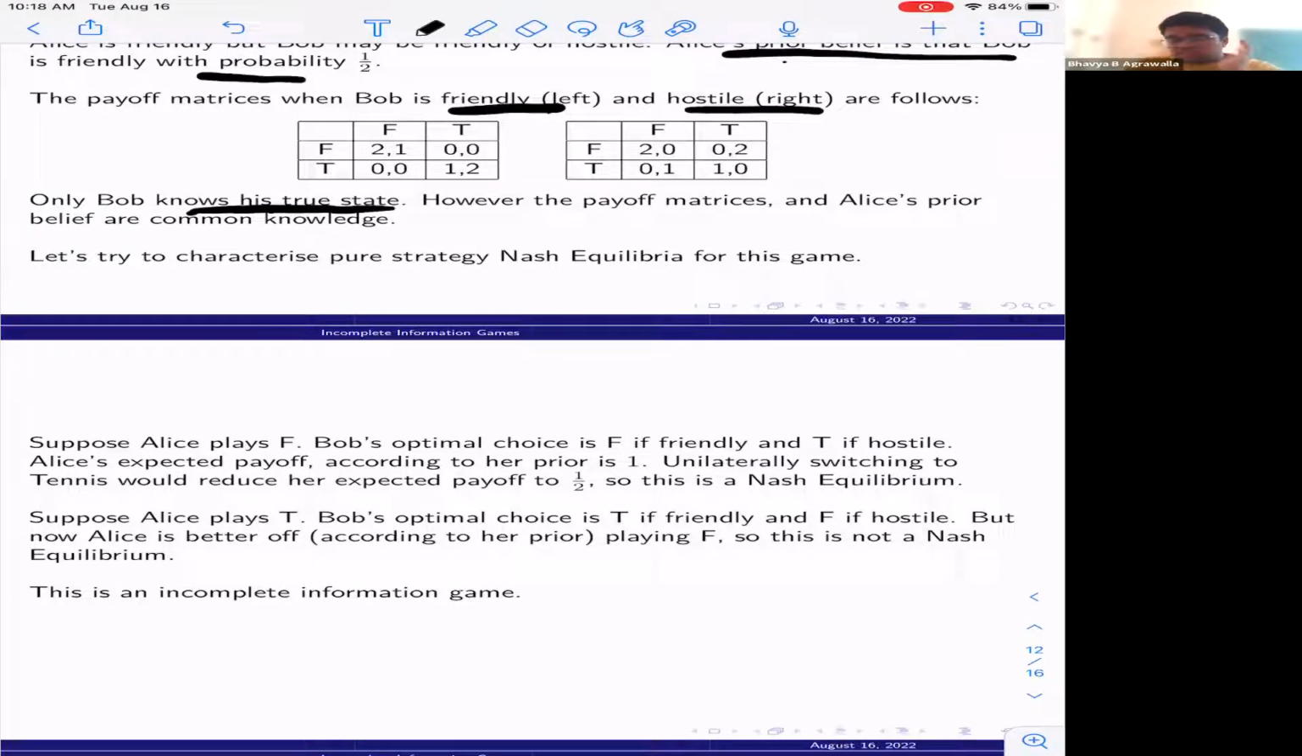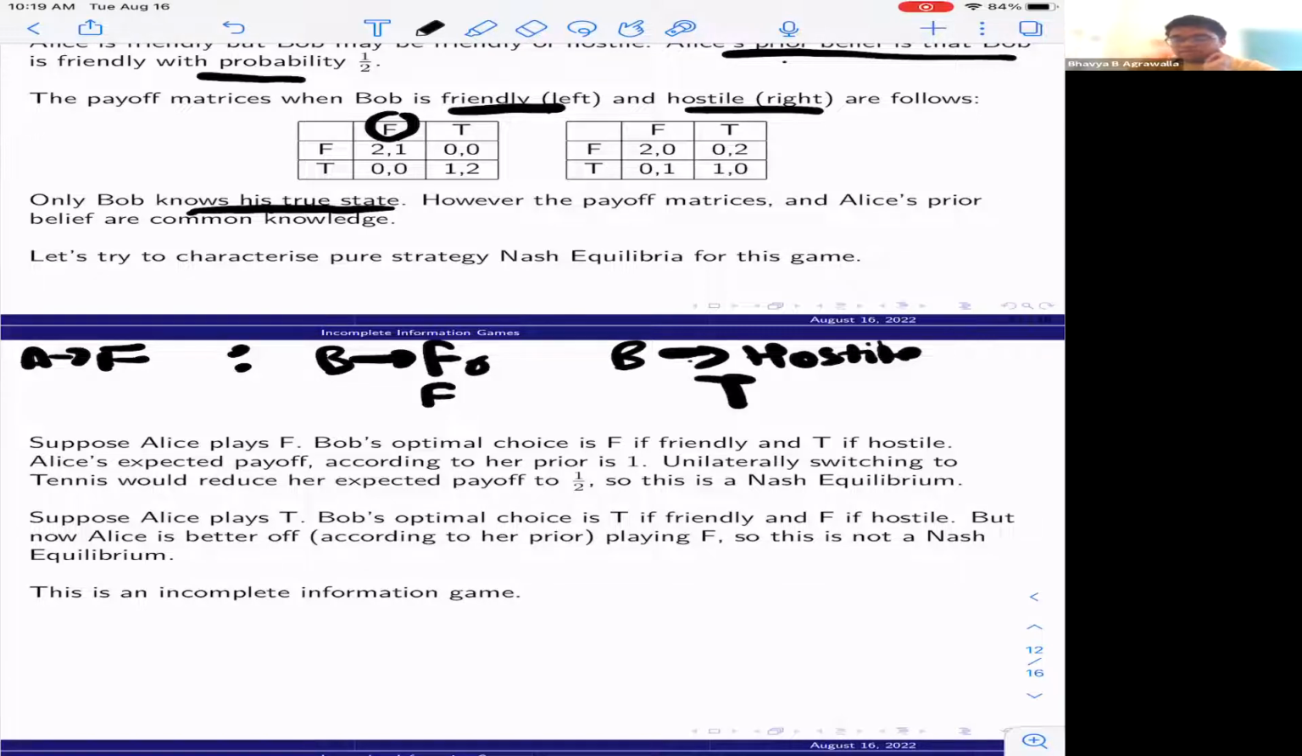So let's see what happens. Let's pick a strategy for Alice. Let's say we are assuming a Nash equilibrium exists where Alice always plays F. So if there's such a Nash equilibrium, if Bob is friendly, then he will definitely play F, right? So in this case, if Bob is friendly, he will play F. And if Bob is hostile, then he will play T.